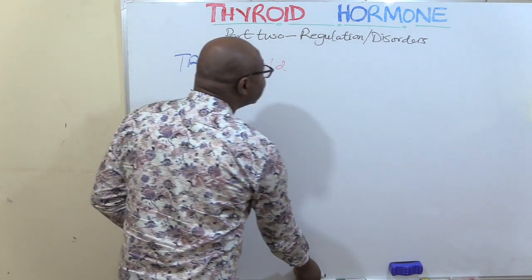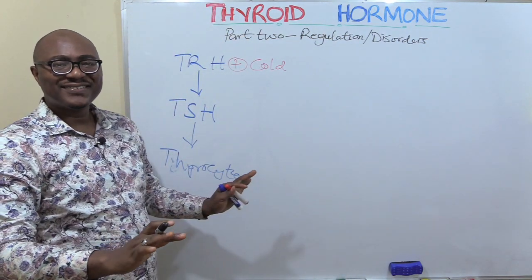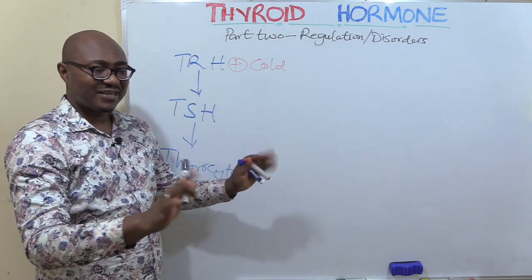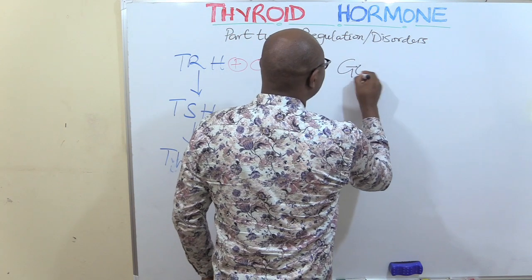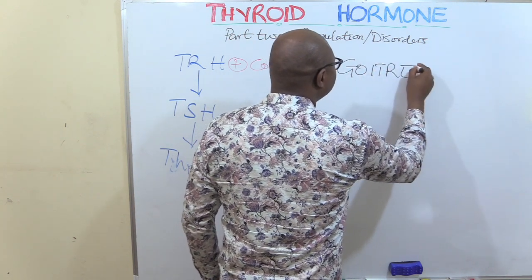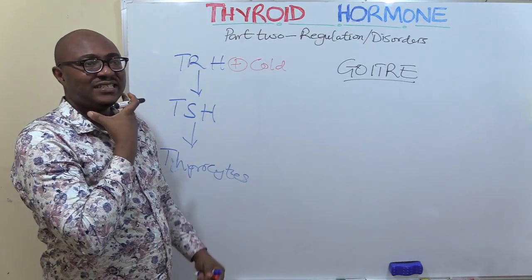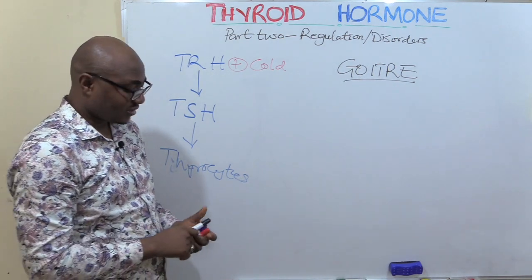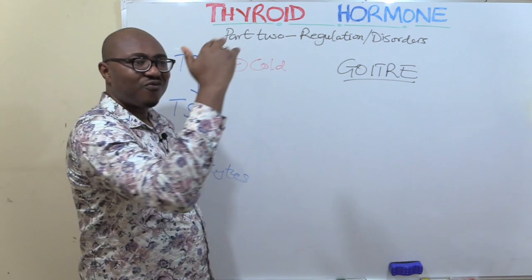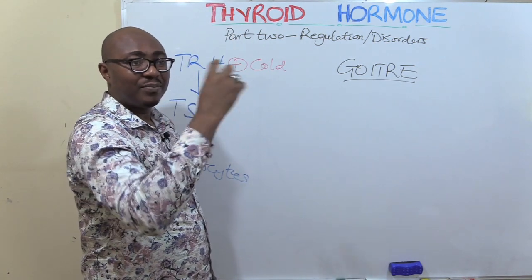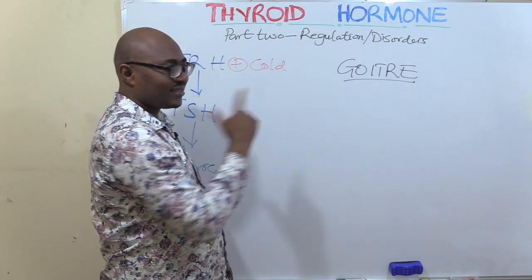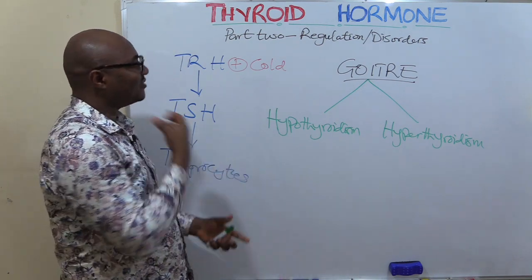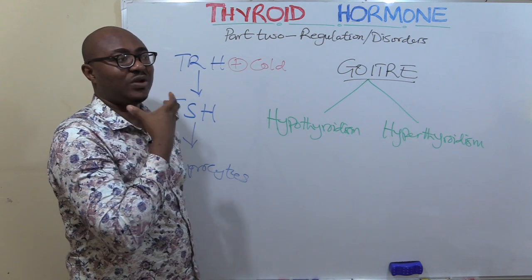Thyroid disorders. Now, you cannot talk about thyroid disorders without talking about goiter. I'm sure you've heard of goiter before. Let's write it here. Goiter. Okay, goiter is swelling of the thyroid gland. But the interesting thing about goiter is the fact that both overproduction and underproduction can manifest as goiter. Now you ask yourself, how can both hyperthyroidism and hypothyroidism result in goiter, the swelling of the thyroid gland?